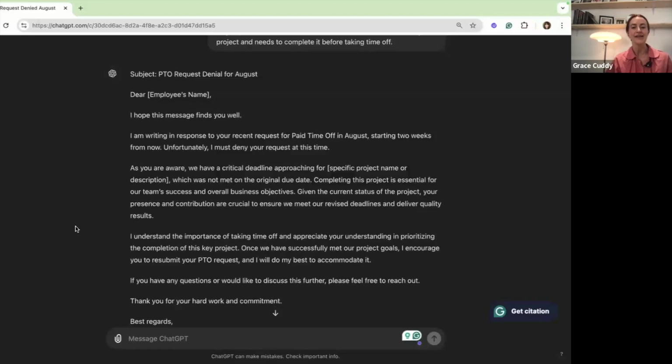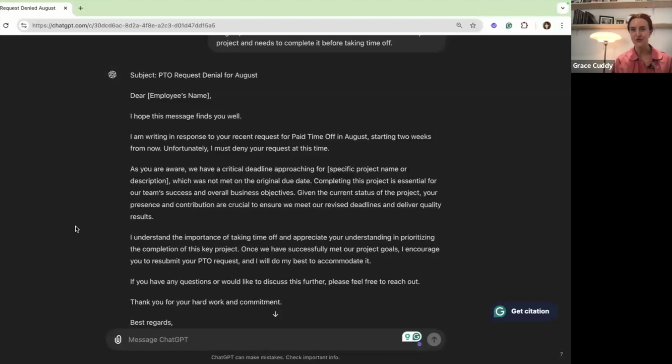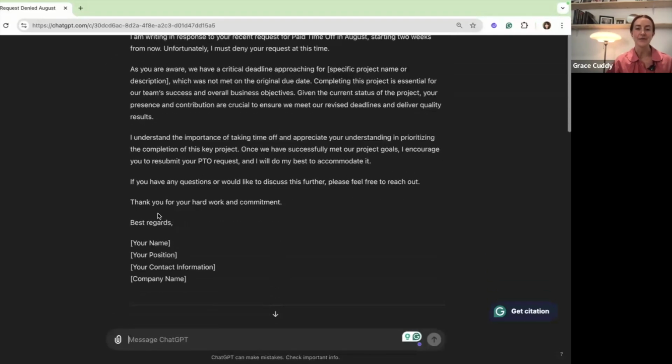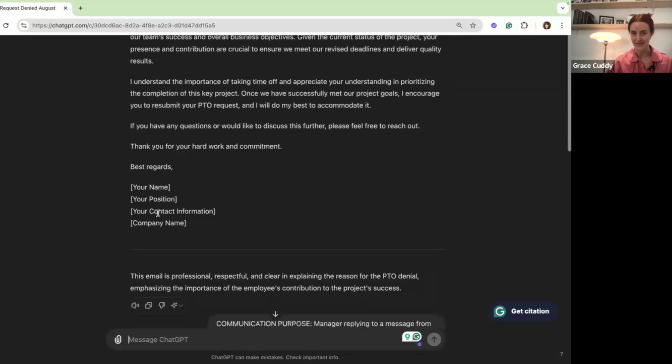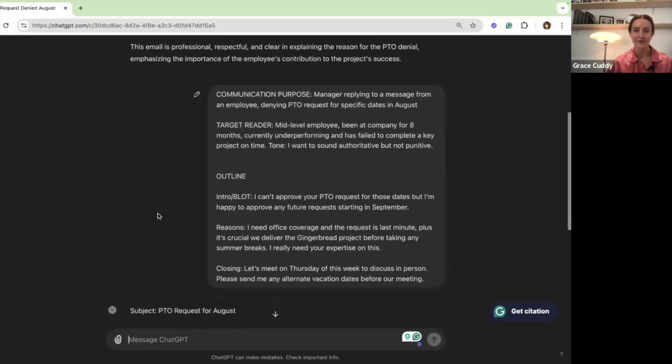Now, if we use a little bit more of our human critical thinking and employ elements of the writing process that we teach, we know that we would need to input something a little bit more specific and detailed. So in this second version, I've included more information about the communication purpose, some analysis of my target reader, and I've also outlined the key sections that I want this message to include. I have much more control over the content.